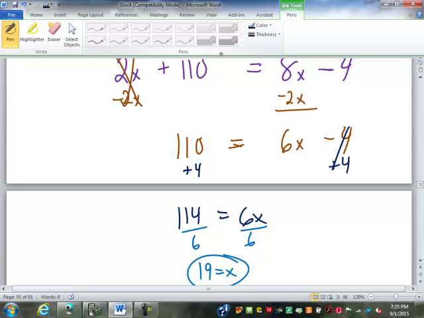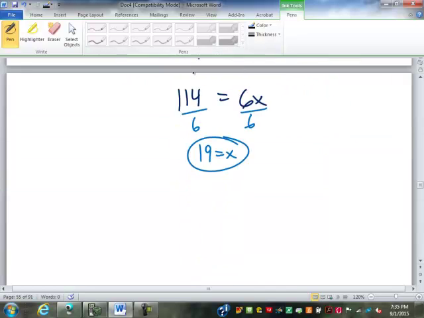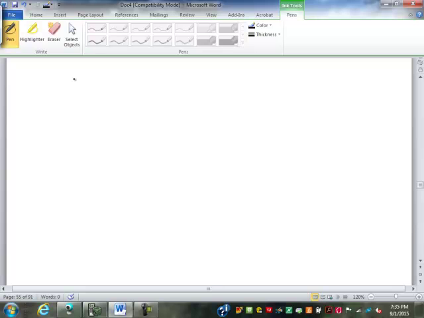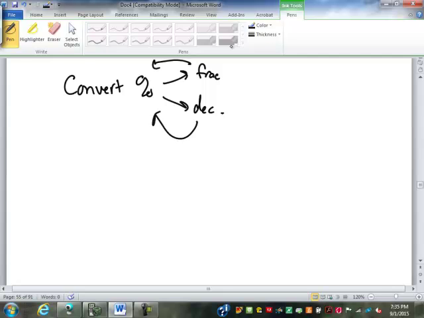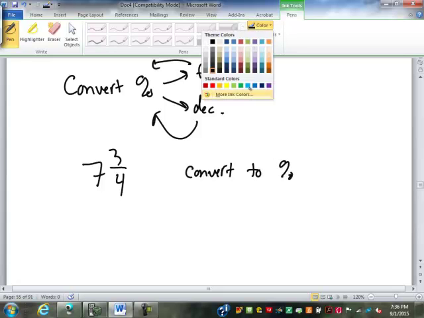Okay. Well, then let's move on. We're going to cover what we just did with percents tonight. I'm converting percents to both fractions and to decimals. And then, of course, back again. So what if I had 7 3/4 and I asked you to convert to a percent? How are we going to do that?